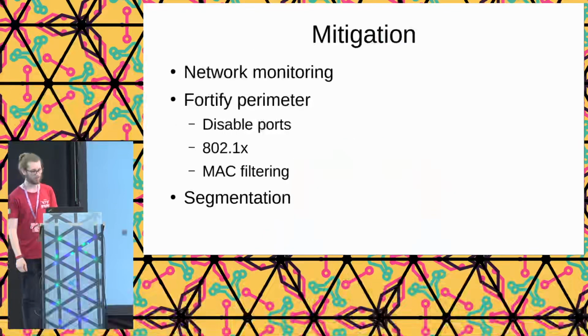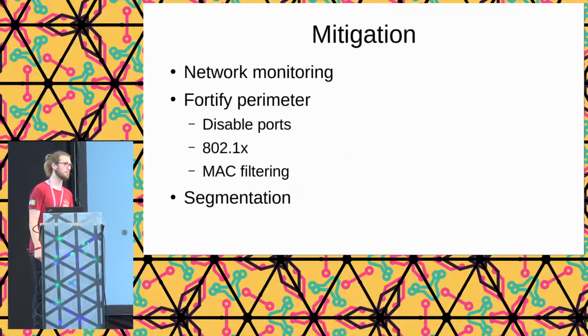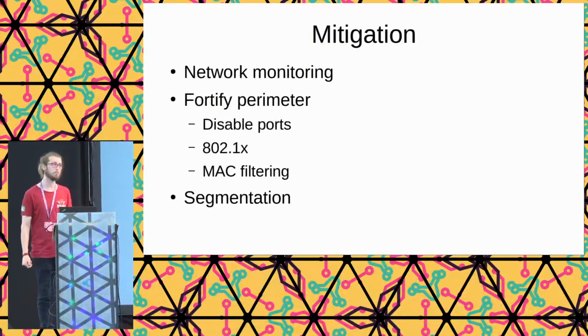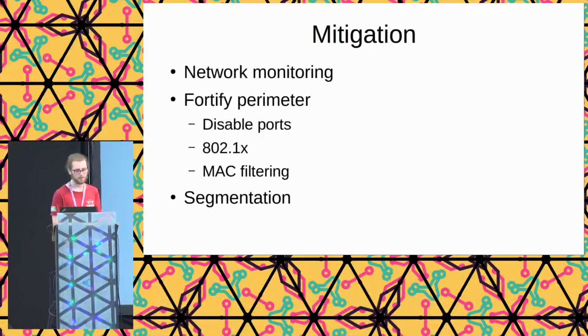What can we do in practice today? Well, a lot of these are sort of bad solutions to problems we really shouldn't have. But you can do network monitoring, and if you've got a fixed installation with a lot of resources, then you can probably afford to have a security team look at your network occasionally, collecting data and figuring out what normal looks like. You can disable ports, which kind of works.